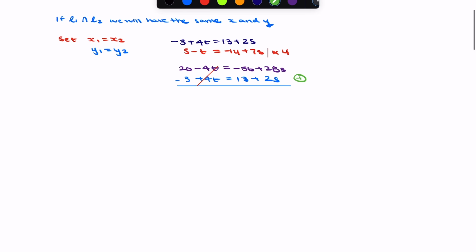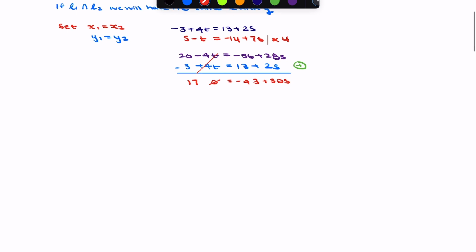And here we'll get 17 is equal to -43 plus 30s. Here, if we add +43 to both sides, we get 60 is equal to 30s. And therefore, we get s is equal to 2.